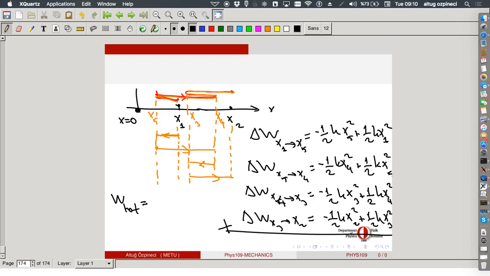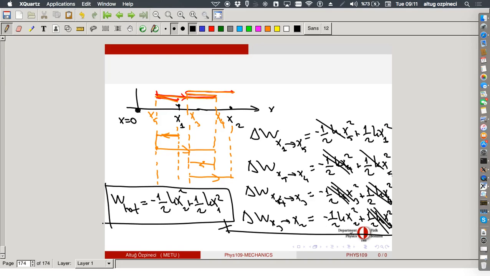But now we see. Here we have minus 1 over 2 k x5 squared. Here we have plus 1 over 2 k x5 squared. So they just cancel. This term and this term, they also cancel. This term, minus 1 over 2 k x3 squared plus 1 over 2 k x3 squared, they also cancel. So what we are left with is minus 1 over 2 k x2 squared plus 1 over 2 k x1 squared.